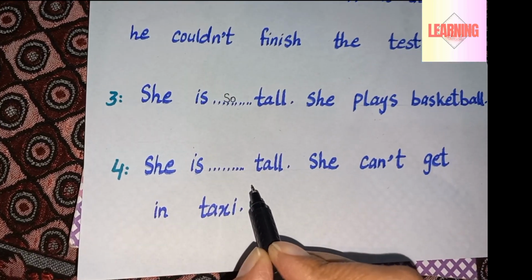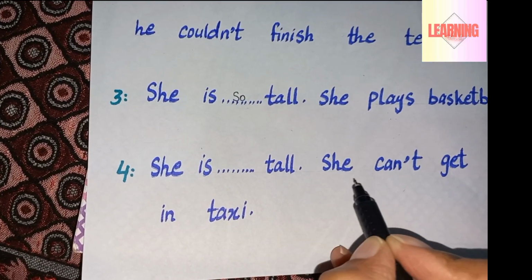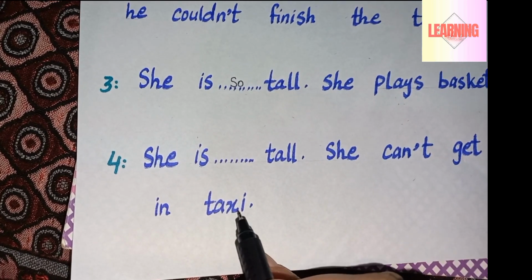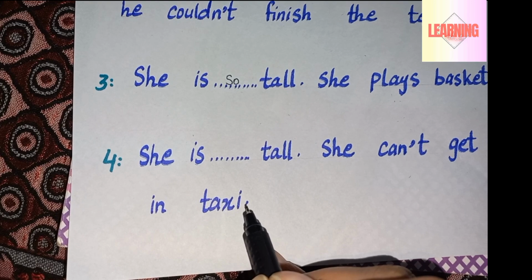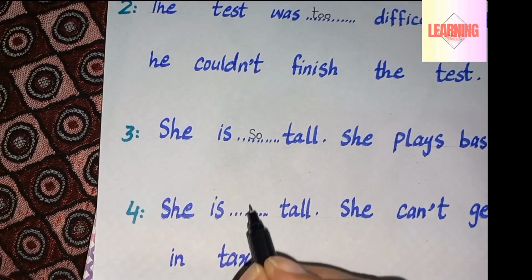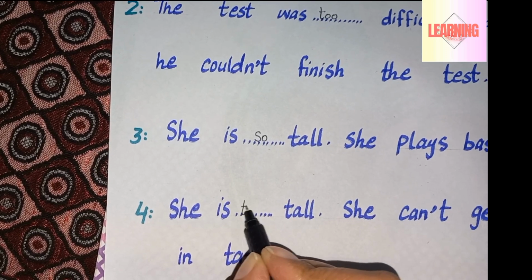She is blank tall. She can't get in a taxi. So far she is unhappy or sad. So here we use "she is too tall".